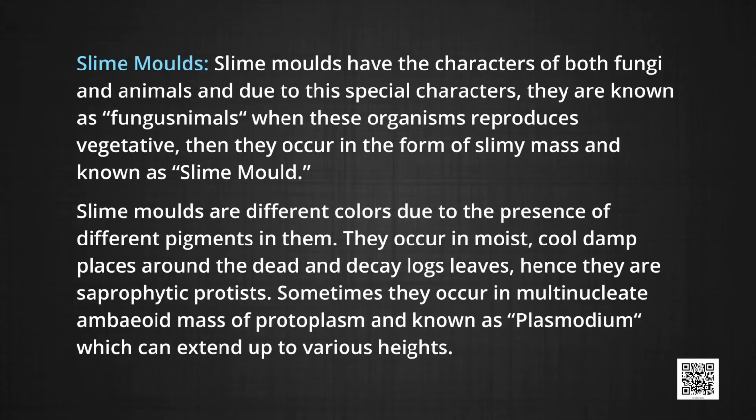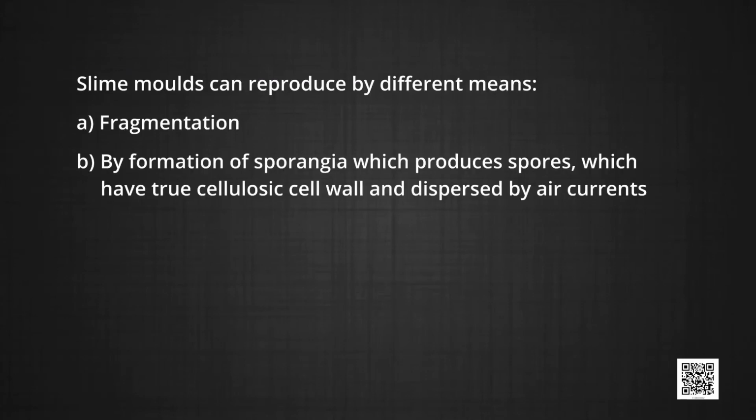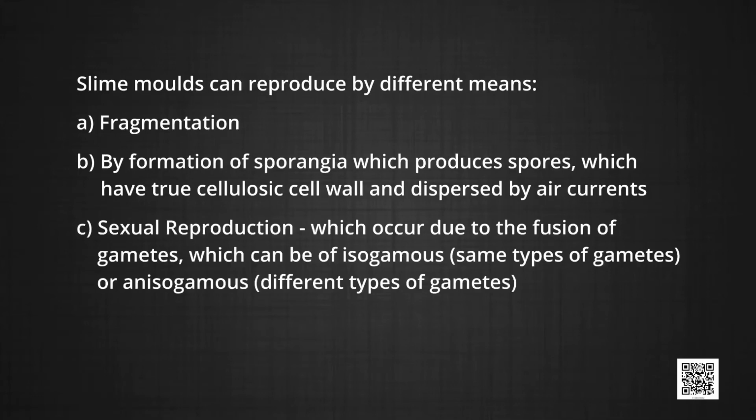Sometimes they occur as a multinucleate amoeboid mass of protoplasm known as plasmodium, which can extend up to various heights. Slime molds can reproduce by different means: fragmentation, and by formation of sporangia, which produce spores that have a true cellulosic cell wall and are dispersed by air currents; and sexual reproduction, which occurs due to the fusion of gametes, which can be isogamous, same types of gametes, or anisogamous, meaning different types of gametes.